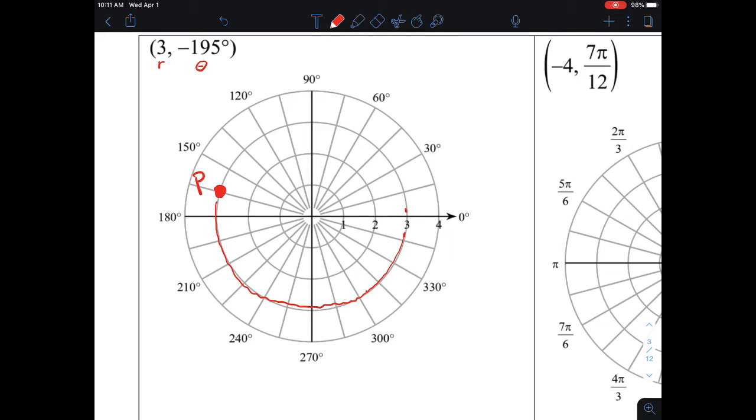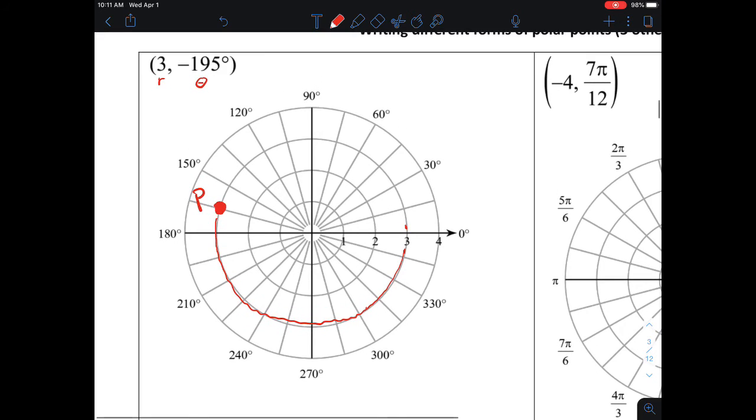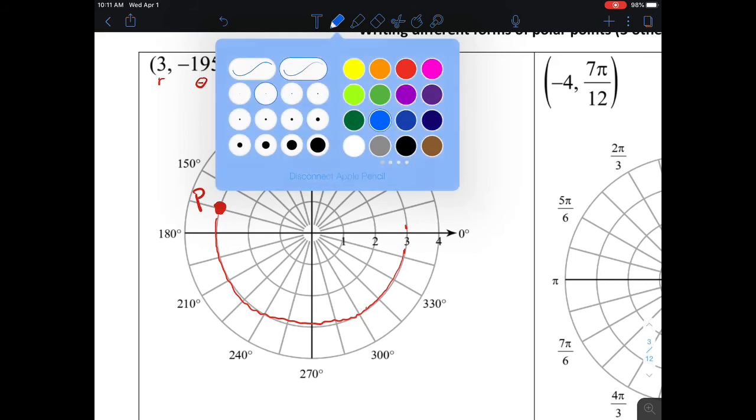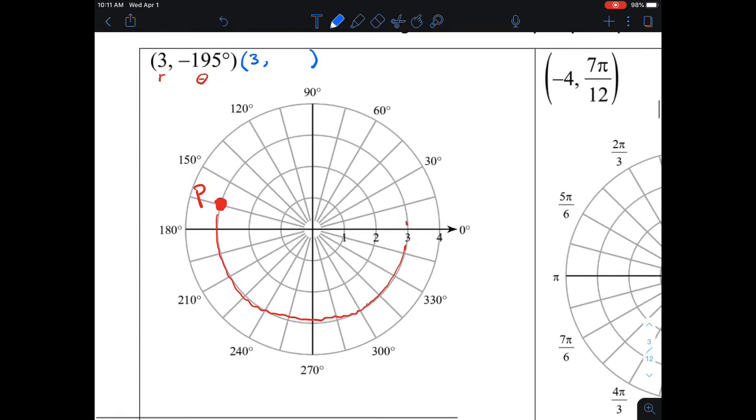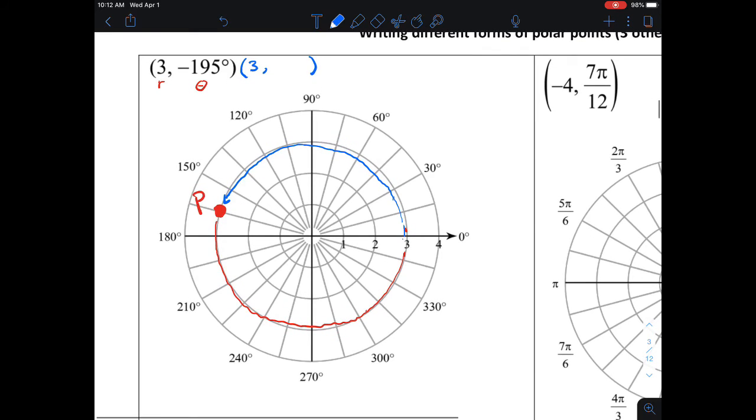Now, one of the things that I would do is say, all right, what is another way to get to that same point with the positive radius? Because by the time I'm done, I should have 2 points with a positive radius and 2 with a negative. Well, instead of rotating clockwise, let's rotate counterclockwise, so that I would have a positive angle measure. So if I rotate around this direction here, the number of degrees I'd actually be rotating would be 15 degrees less than 180, so 165 degrees.